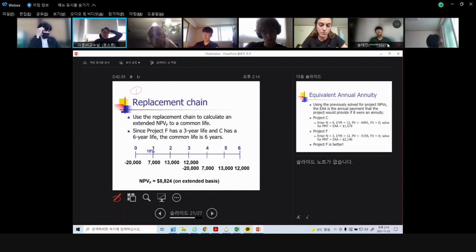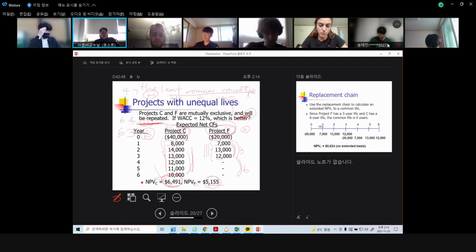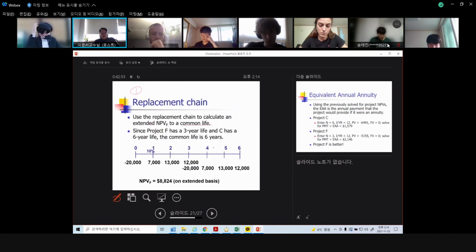So replacement chain means what? Use the replacement chain to calculate an extended net present value for project F to common life. Right? So this is 6 years. Project F is 3 years. Project C is 6 years. So extend project F's life to the common life, which means 6 years, right? From the 3 years. Since project F has a 3-year life and C has 6 years, the common life is 6 years.